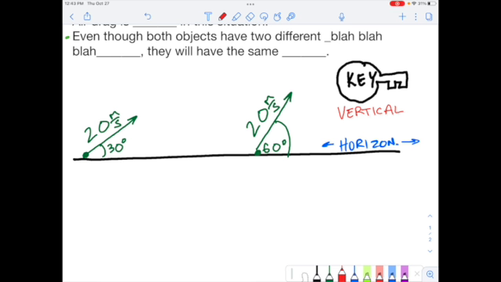Here's kind of a key to our video. Everything I do that involves vertical velocities, I'm going to try to write in red, and horizontal velocities will be in blue. The thing they have in common is their time will be the same. So anything that's neither vertical nor horizontal, we'll put in green.